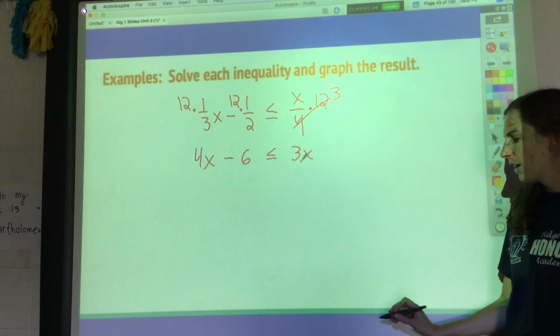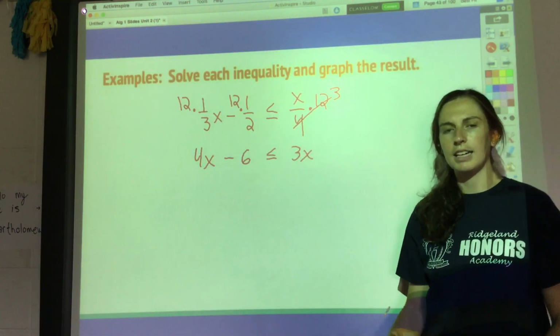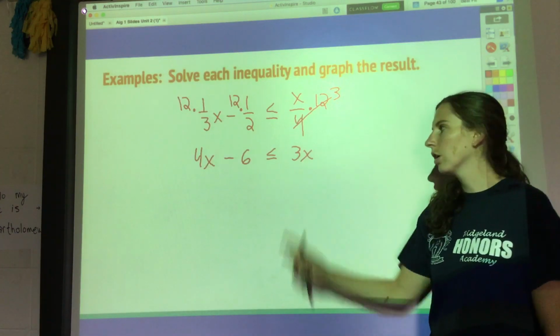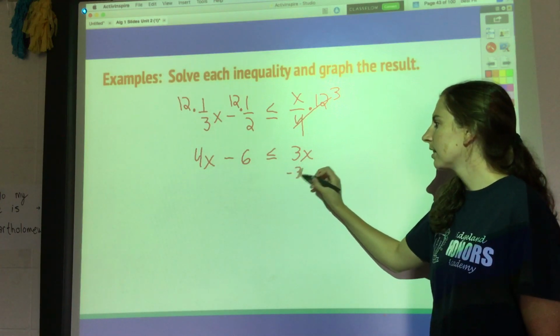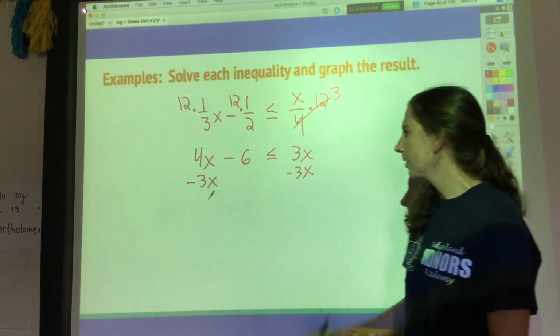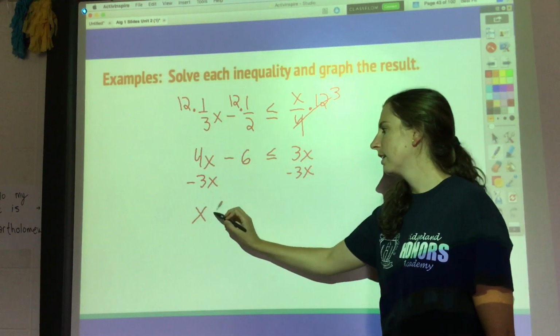Okay, now I got rid of all the fractions, but I still have x's over here and x's over here, and I need to get them on the same side. You could move 4x over here or 3x over there. Again, it doesn't matter. If you move 3x, I want to show you what happens. That's fine. We'll keep it positive and do 4 minus 3 is 1x.